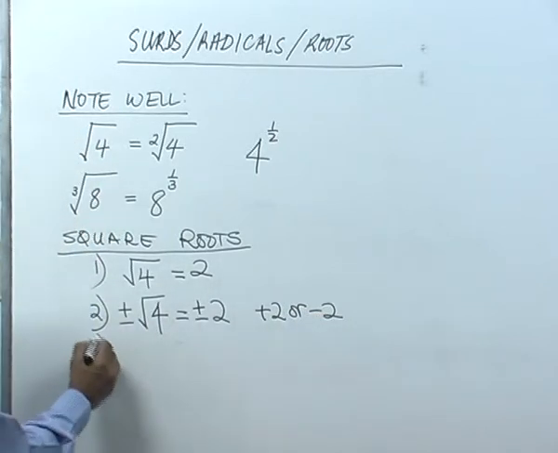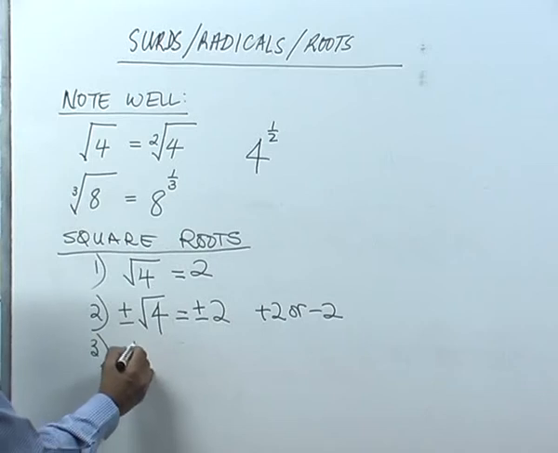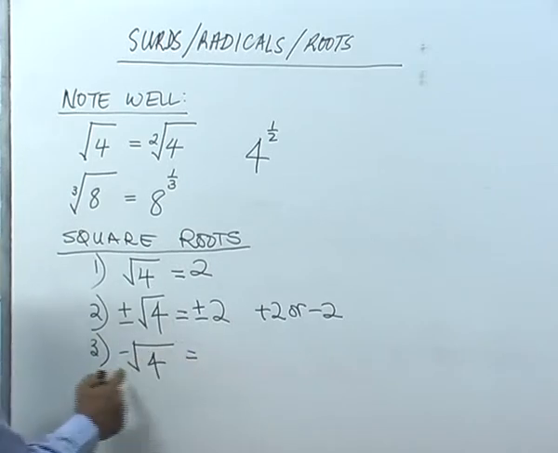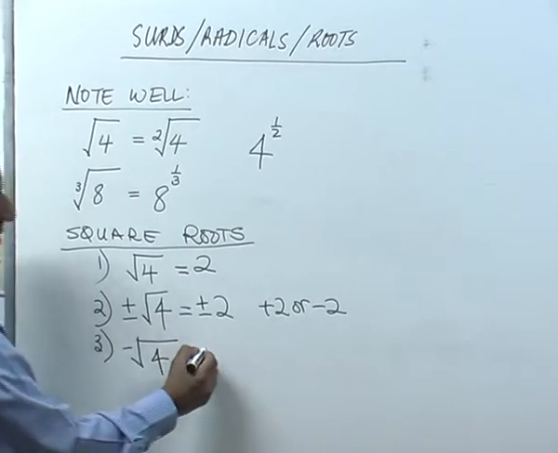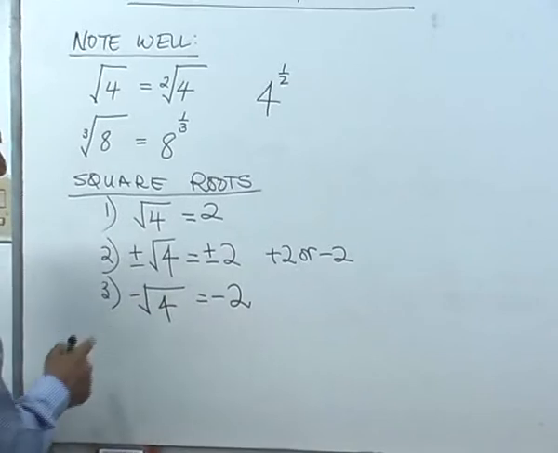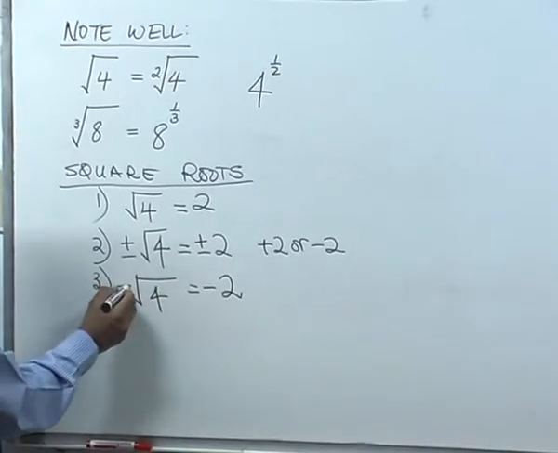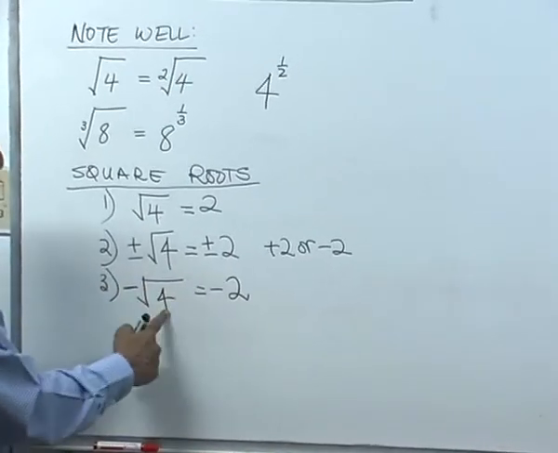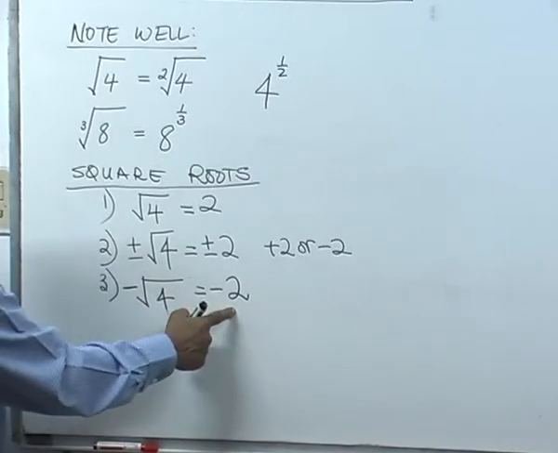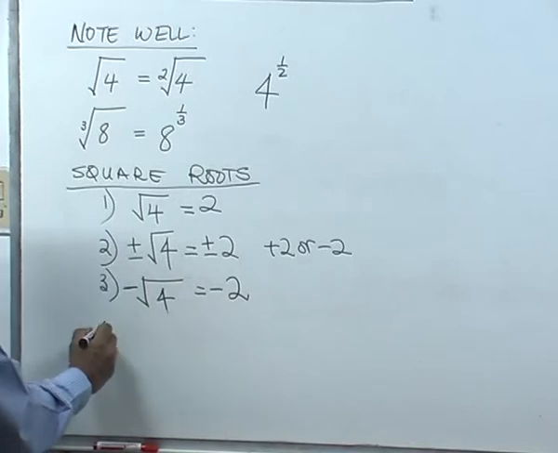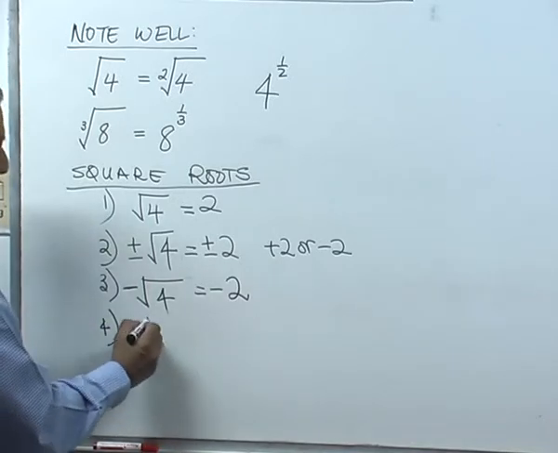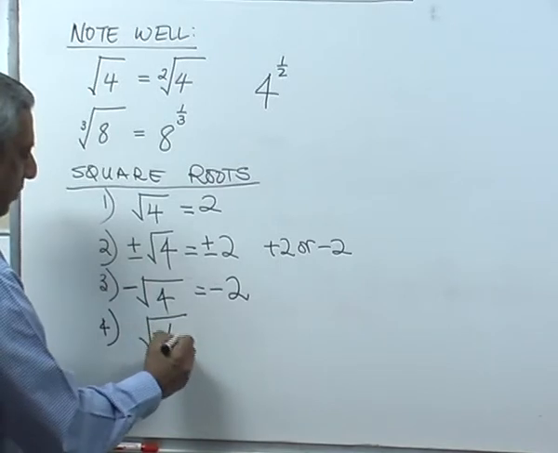Number 3. Minus the square root of 4 means we are only finding the negative answer, which is minus 2. Or, put in another way, you find the square root of 4 and then multiply it by minus 1, and you get the answer minus 2. And finally, number 4, the square root of minus 4.